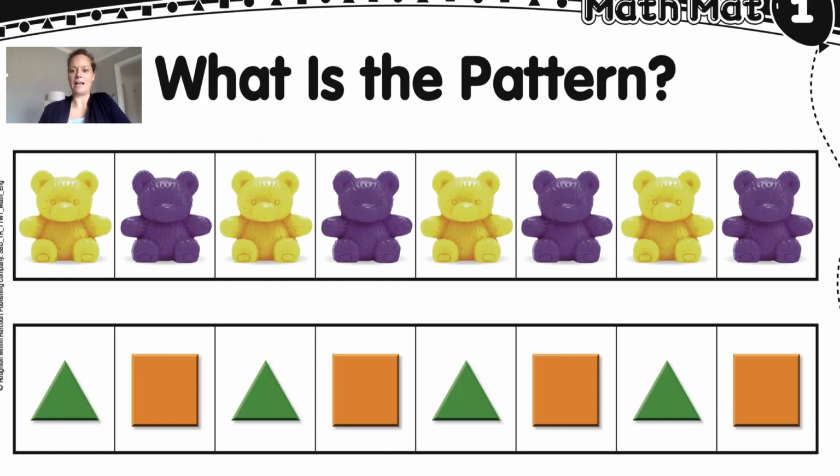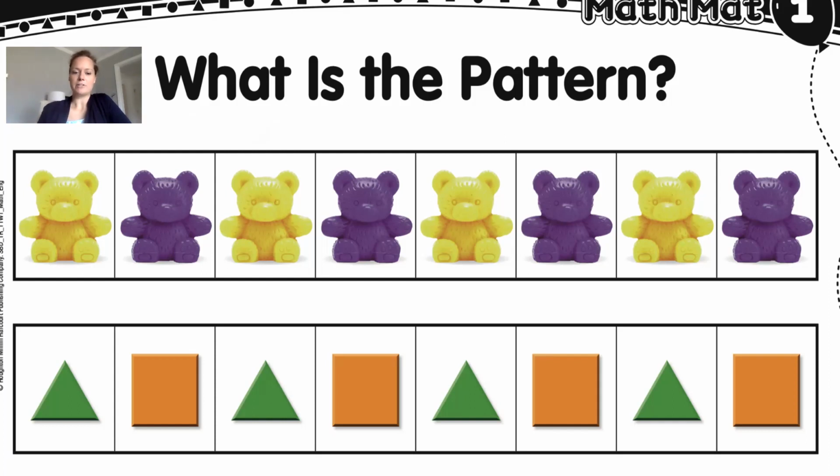What would come after that last purple bear? Would it be a pink bear? No, it couldn't be a pink bear because only 2 colors are allowed, and we've already got 2 colors. We have yellow and we have purple. It can't be a purple bear because we can't have two of the same color beside each other for an AB pattern. So what would come after that last purple bear? What color do you think? If you think yellow, then you would be correct. Yellow would come after the purple to finish the AB pattern.